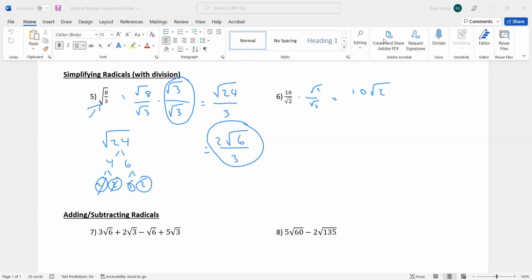So that's 10 radical 2 over 2. Now, what that did was it brought a 2 outside the radical on the bottom there. Now I can reduce the 10 and the 2, and that gives me 5 radical 2 over 1, or just 5 radical 2. All right. You will see those a lot.